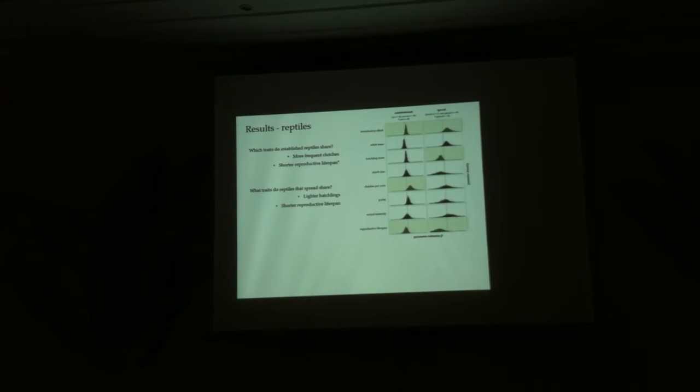In the reptiles, the established reptiles have more frequent clutches, and in contrast to mammals, a shorter reproductive lifespan. And then at the stage of spread, there's an effect of successfully spreading reptiles having lighter hatchlings, and also the effect of shorter reproductive lifespan as well. So for these effects that are found at both stages, we can think that establishment is already filtering the species with short reproductive lifespans. And then from amongst those species that already have short reproductive lifespans compared to all the introduced species, again those that go on to spread have especially short ones.